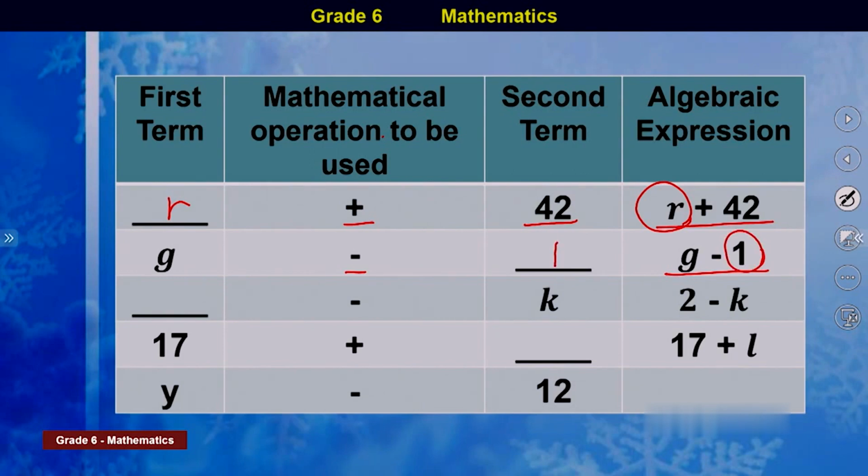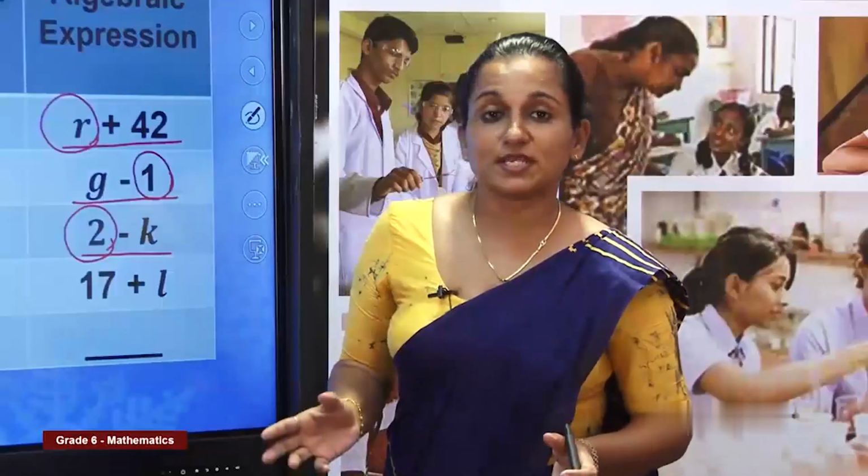Let's move to the next example. My algebraic expression given here is 2 minus k. The mathematical operation used is subtraction and the second term is k. What is my first term? It is 2. I can write the first term as 2. Shall we move to the next example?